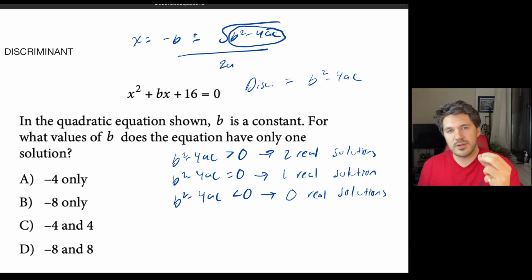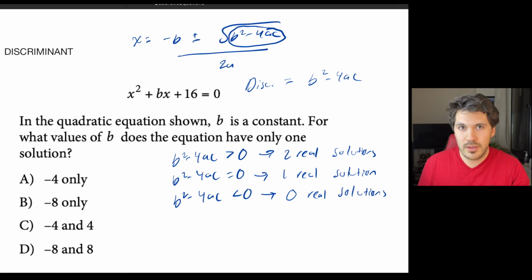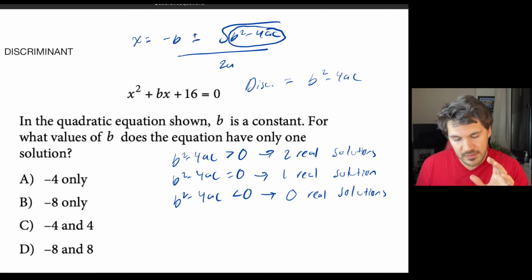If b squared minus 4ac is 0, we're going to have one real solution because we're adding and subtracting the same number, which is 0. And if b squared minus 4ac is less than 0, we're going to have no real solutions because if the discriminant is less than 0, that means we would be taking the square root of a negative number. And you can't take the square root of a negative number and get a real solution. So that's why there are no real solutions in that case. If that logic makes sense, great. If it doesn't, just memorize these.